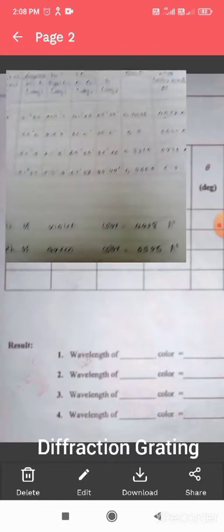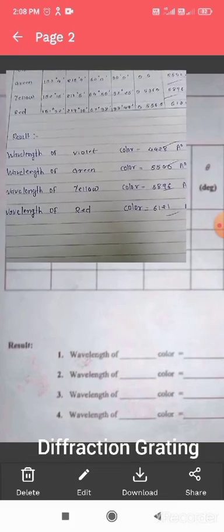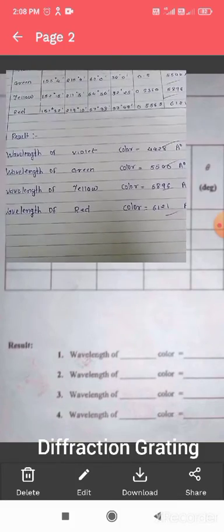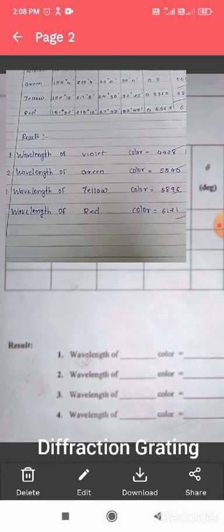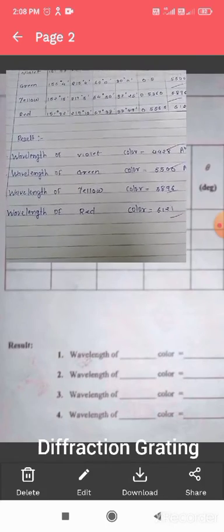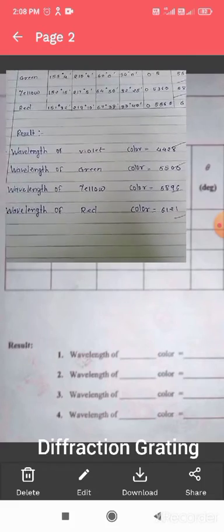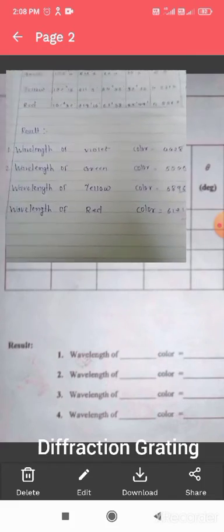Now this is the result. Wavelength of the violet color is 4428 Angstrom. Wavelength of the green color is 5500 Angstrom. Then wavelength of the yellow color is 5896 Angstrom. Then wavelength of the red light is 6121 Angstrom. So in this way we can calculate the wavelength of the given light source or the given color. Thank you.